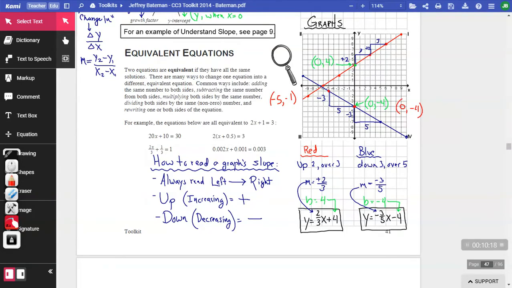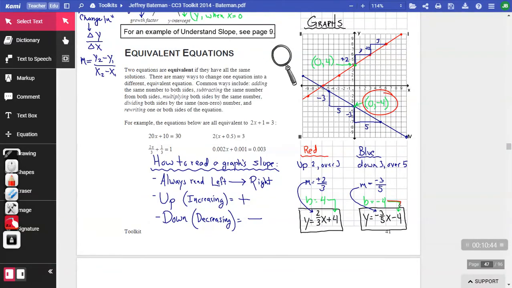So if I go from the left point to the right point, I'm going down 3 over 5. That means my slope is going to be written as down 3 over 5, or -3/5. And that's what we see here. Down 3 over 5 becomes -3/5, which is what I then put in front of my x. My y-intercept, as we saw here, all right, is (0, -4).